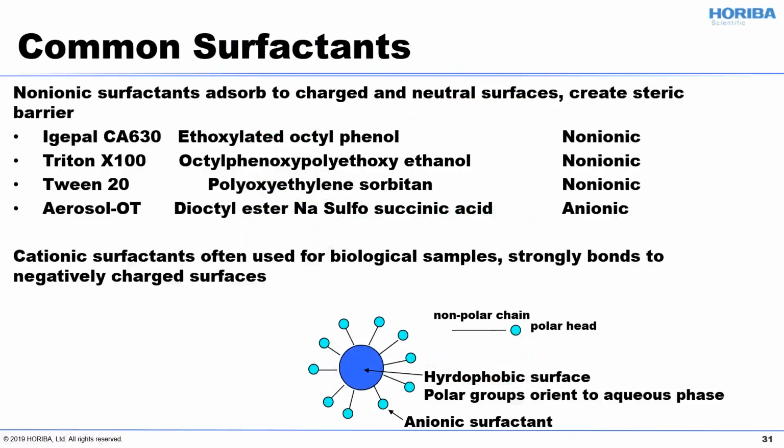Here are some common surfactants: IGEPAL CA-630, Triton X, Tween, Aerosol OT. Most of these are non-ionic and create steric barriers. Use ionic surfactants to form charged particles. Cationic surfactants, which I don't mention here or list, are often used for biological samples. If you're working in an area with a lot of activity or even modest amounts of activity, you can start looking online and using Google to see what surfactant packages or what surfactant approaches other people use in their method development.